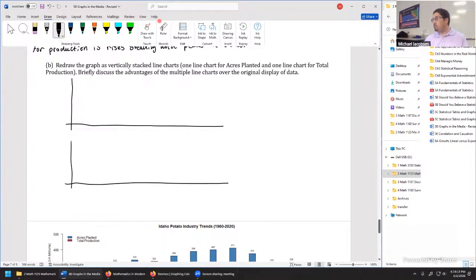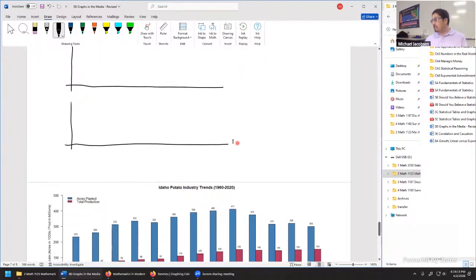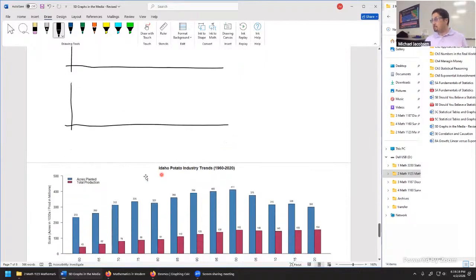Because we want to compare one variable against another. It doesn't have to be perfect. This one's a little bit longer, but we'll just go with that. Next, we're going to separate out the variables, acres versus total production.